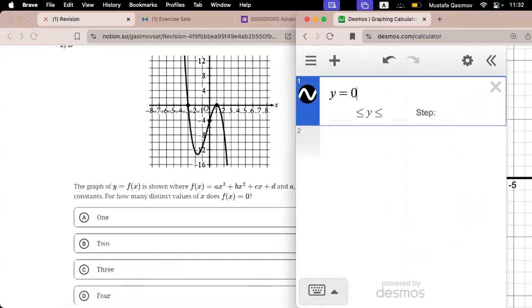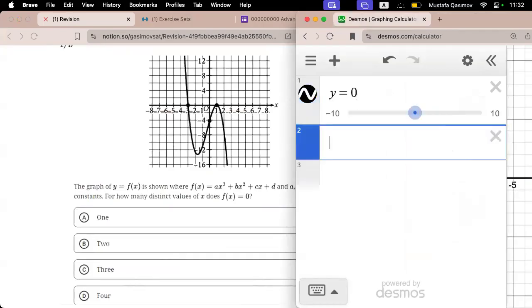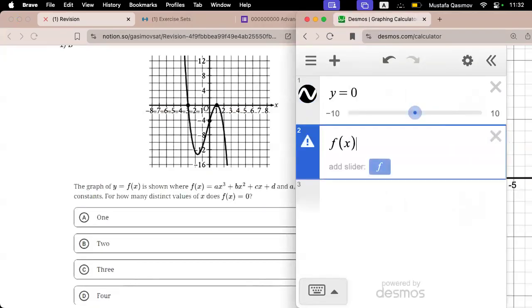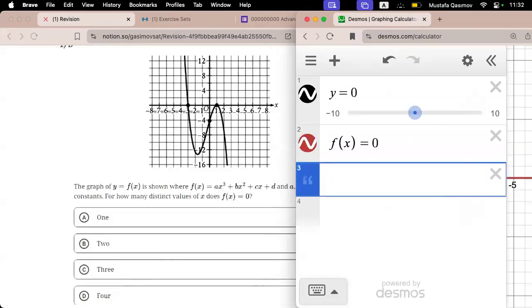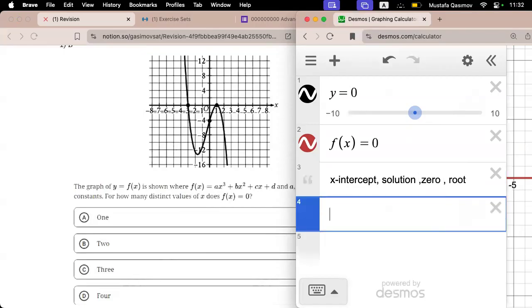Y is equal to 0. When y is equal to 0, it is x-intercept. When it says f of x is equal to 0, it is x-intercept. When it says x-intercept, solution, 0, root, all of them are x-intercept, okay?